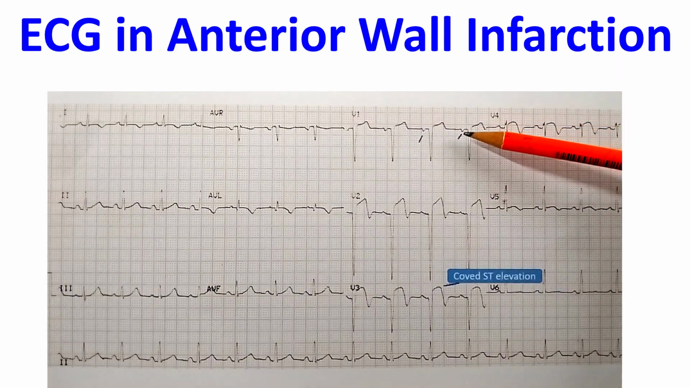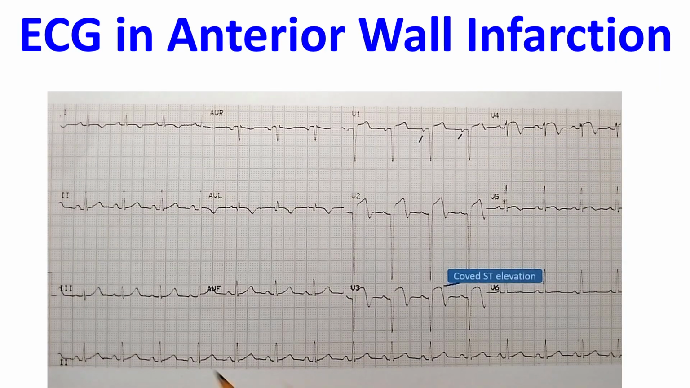Then there is slight negativity of the terminal portion of the P wave indicating left atrial overload. So this person may be having some amount of left ventricular dysfunction. No significant arrhythmia is seen here. It is sinus rhythm and the heart rate is also normal, below 100.